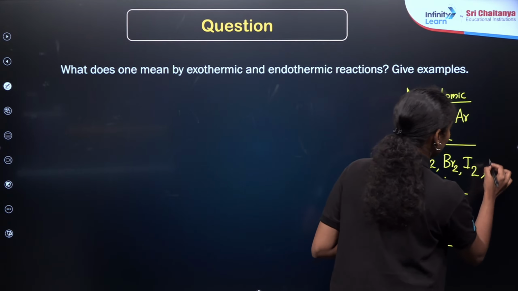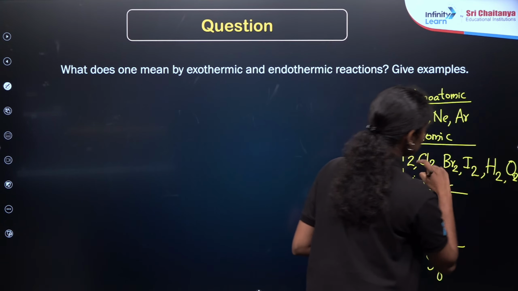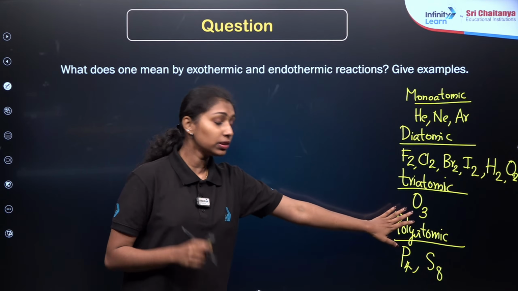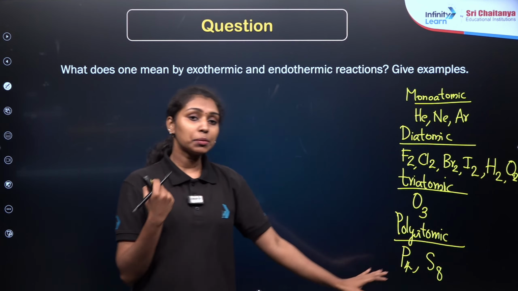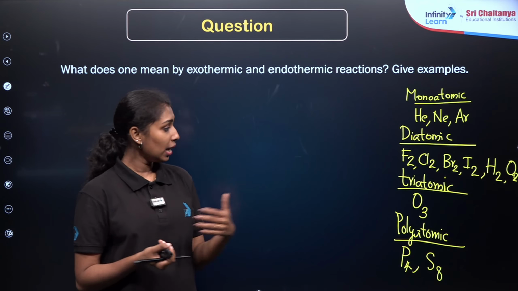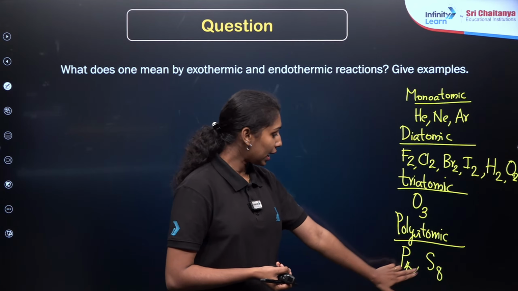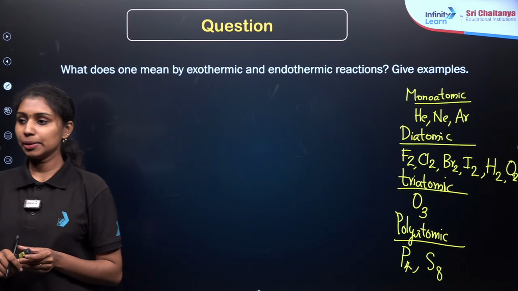Hydrogen is also present, H2, right? Then O2, oxygen, is present. So these are the diatomic molecules. Triatomic means ozone. In the case of ozone, 3 oxygen atoms are combined together to form the triatomic molecule. Then in some other cases like sulfur and phosphorus, they are polyatomic. More than 3 atoms are combining, right? In the case of phosphorus, it is tetraatomic, P4, and in the case of sulfur, it is octaatomic. 8 atoms are combining. Clear?